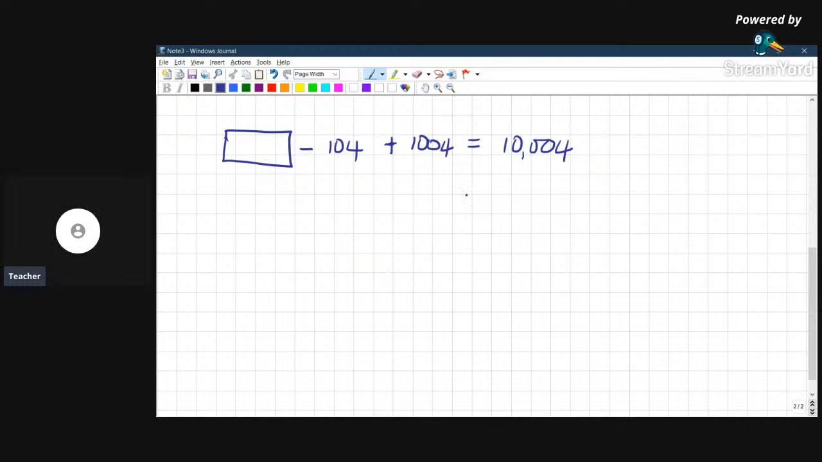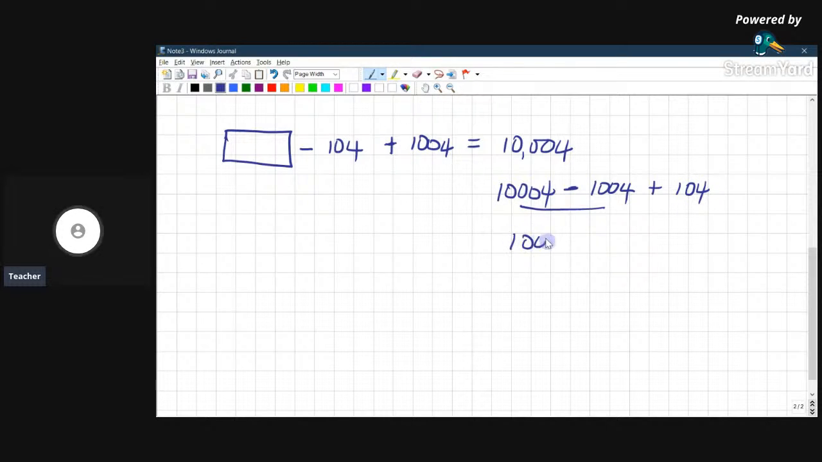here 10,004. Okay, so 10,004, and we're going to take away 1,004, and then now we're going to add to that number, whatever that is, we're going to add to that 104. So let's go.